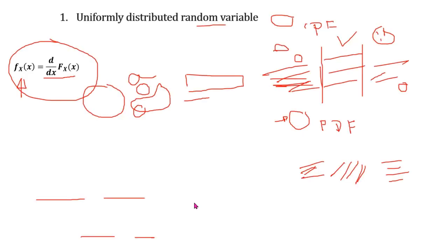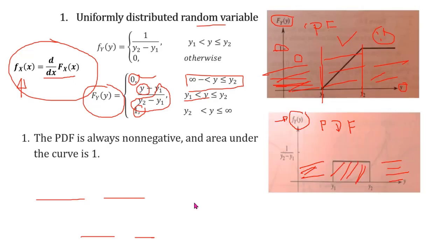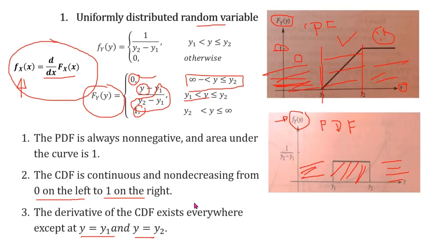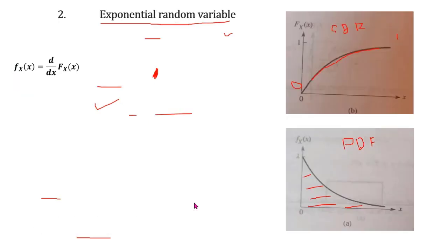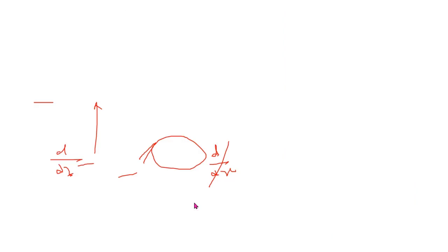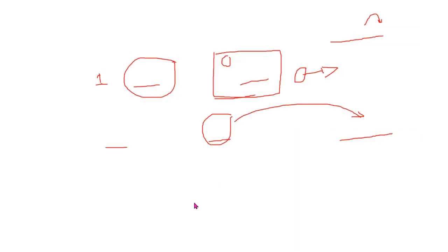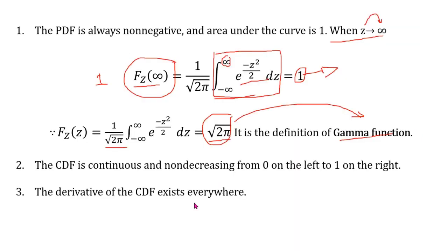The first one, we should make use of a variable x. Then these two are the graphs and corresponding equations and 3 properties. Then the second one, the exponential random variable, 2 graphs, 2 equations and 3 properties. And the third one, the normalized Gaussian random variable, 2 graphs, 2 equations and 3 properties. And here in the normalized Gaussian random variable, you should make use of the gamma function definition. When z tends to infinity, the CDF gives the value of 1 here.